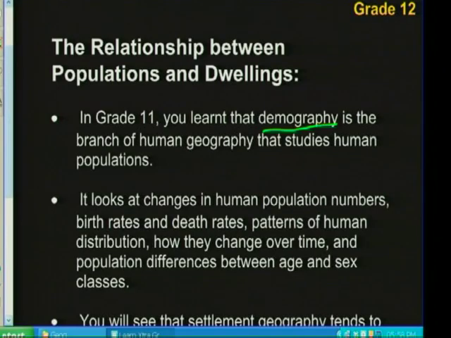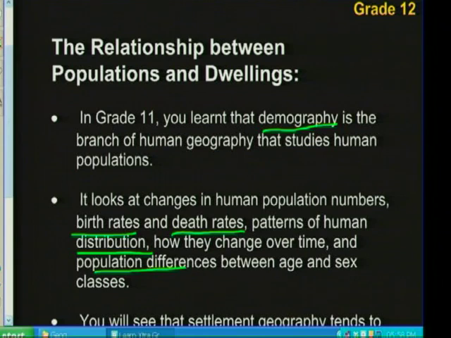The relationship between population and dwellings. In grade 11, you learned that demography is the branch of human geography that studies human populations. Demography is simply another term to describe population or the study thereof. It looks at changes in human population numbers, for example, birth rates and death rates. Patterns of human distribution, let's get those keywords in, and how they change over time.